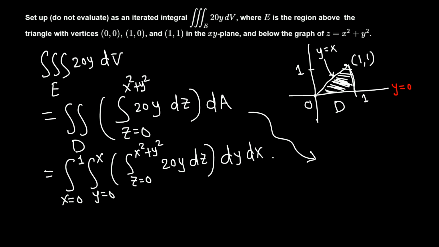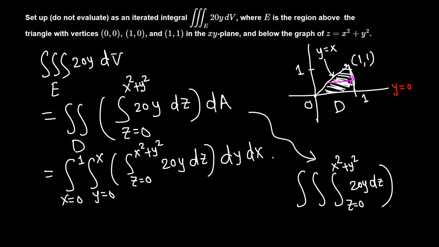You want to go this way, let's see, this way. So I'm going to write z first no matter what, then alternatively we could have written it this way. Inside is z equals 0 through x squared plus y squared, whatever the given function is, 20y dz. Outside, let's say dx dy.